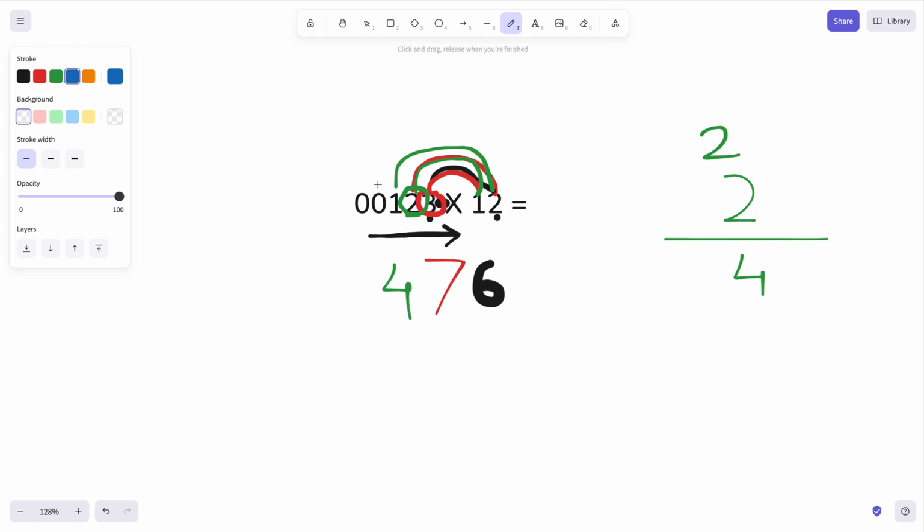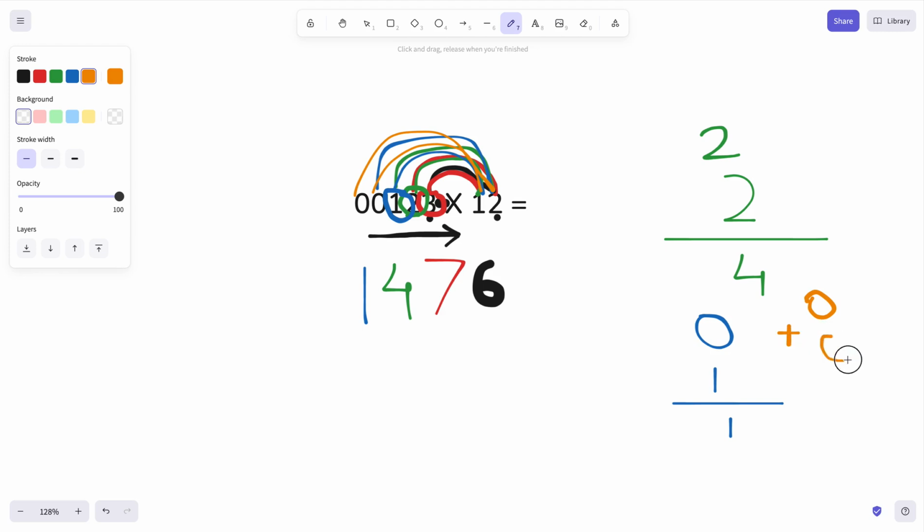Now continuing ahead, you take 0 twos are 0. And who is the right side neighbor of 0? 1. So do 1 ones are 1. 0 plus 1 is 1. So add 1. Now let's move ahead. 0 twos are 0 plus 0 ones are 0. So this is all 0. And that's your 0 over here.